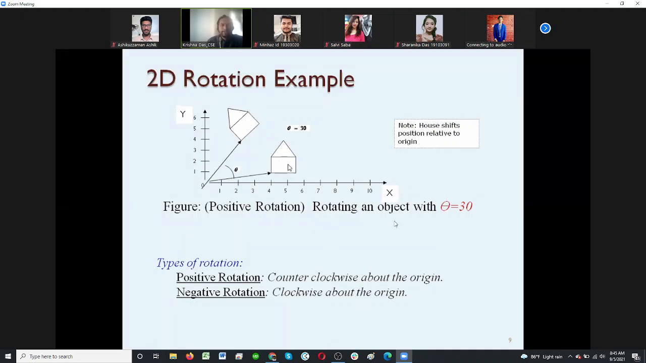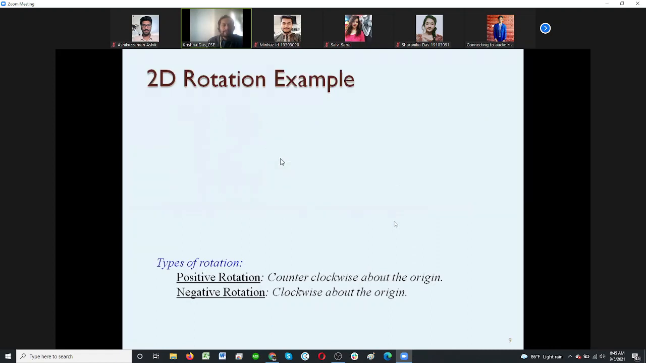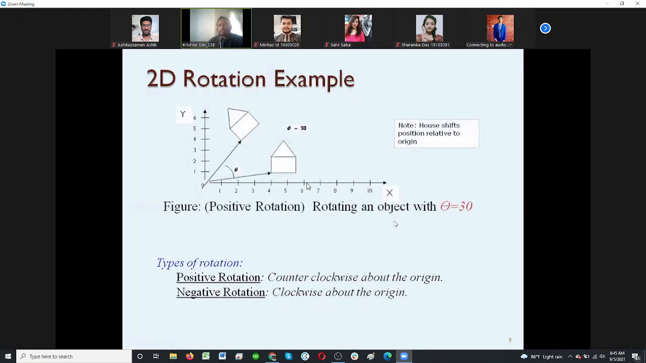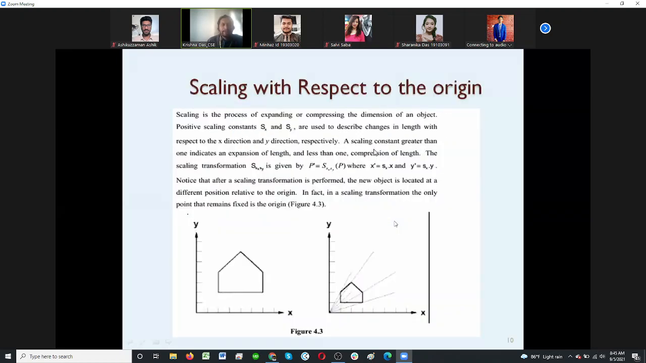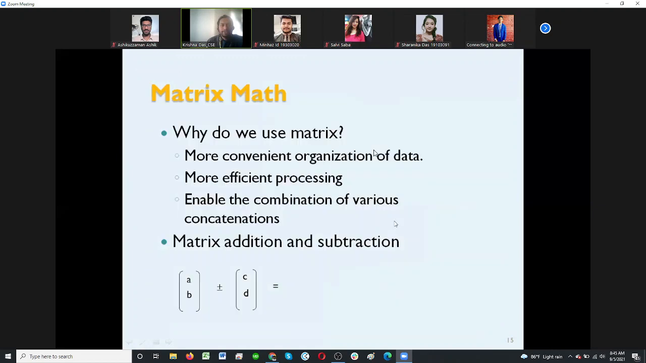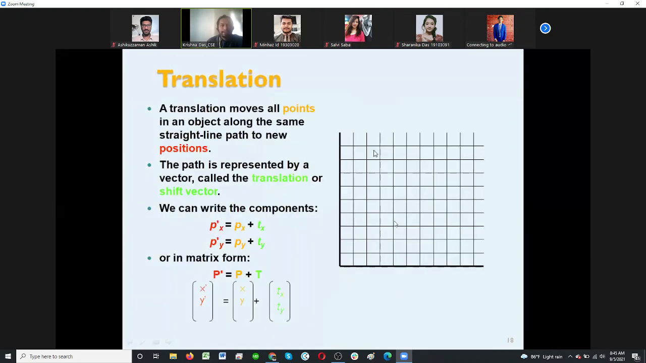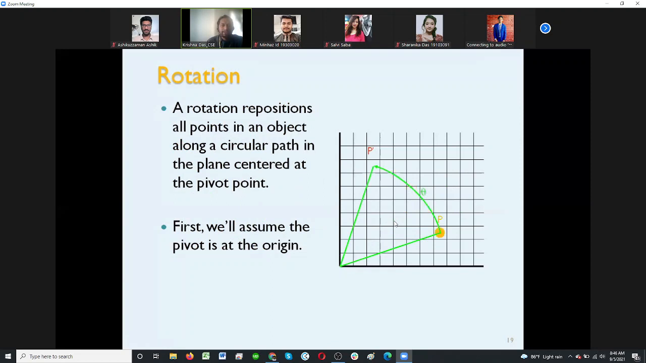If the rotation goes counterclockwise, as you can see in the diagram, that is a positive rotation. If the rotation happens the other way, clockwise, then it is a negative rotation. This is the convention for rotation here. And we have seen the two formulas we have mentioned: x prime is equal to x cos theta minus y sin theta.